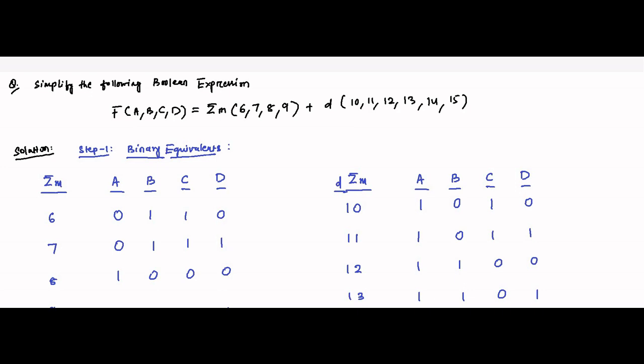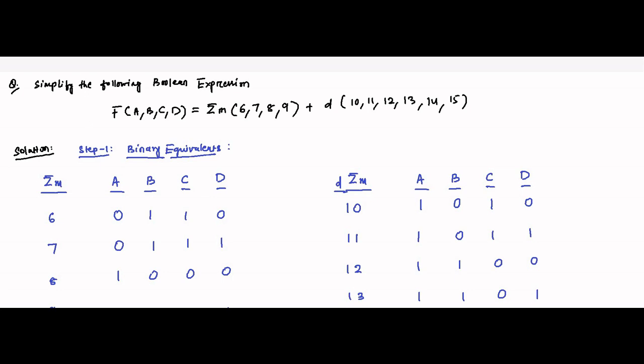Hello friends, so here is another question on simplification of SOP or Minterm type Boolean function with don't care condition. So this is the function. The Minterm values are 6, 7, 8, 9 and the don't care values are 10, 11, 12, 13, 14, 15.